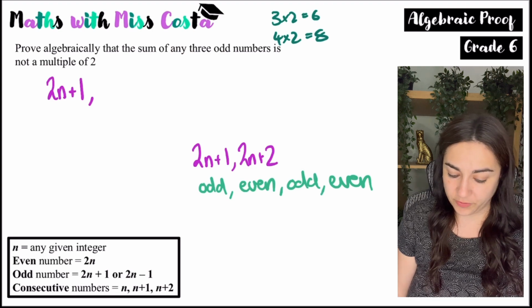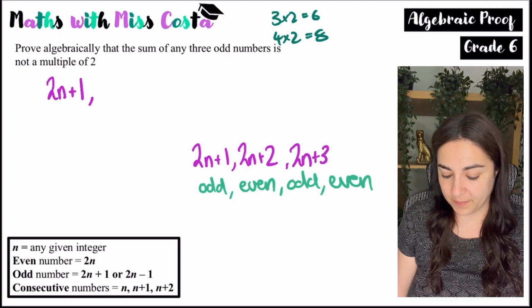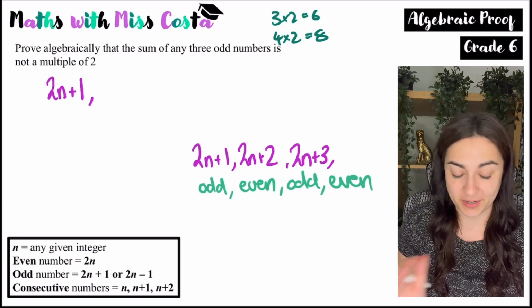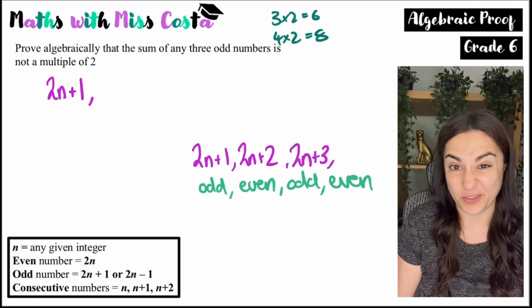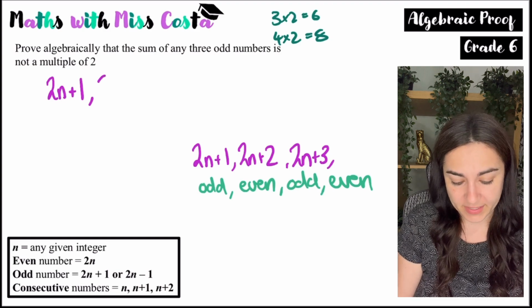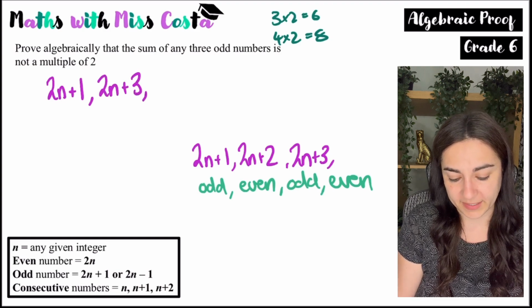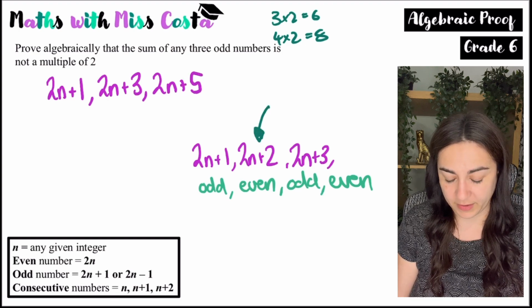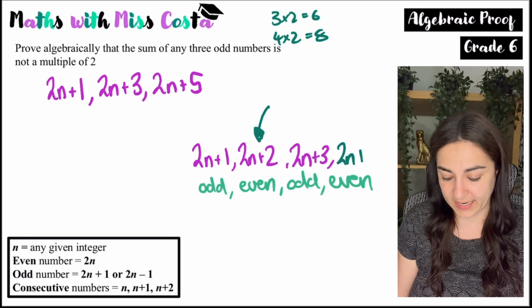The next odd number would actually be 2n plus 3. Now this question hasn't said consecutive odd numbers, so I could have just written any odd number, but I'm going to just do it as though it did say consecutive odd numbers. So the next odd number would be 2n plus 3, and the one after that would be 2n plus 5. And the reason for that is because every number in between them would be an even number.